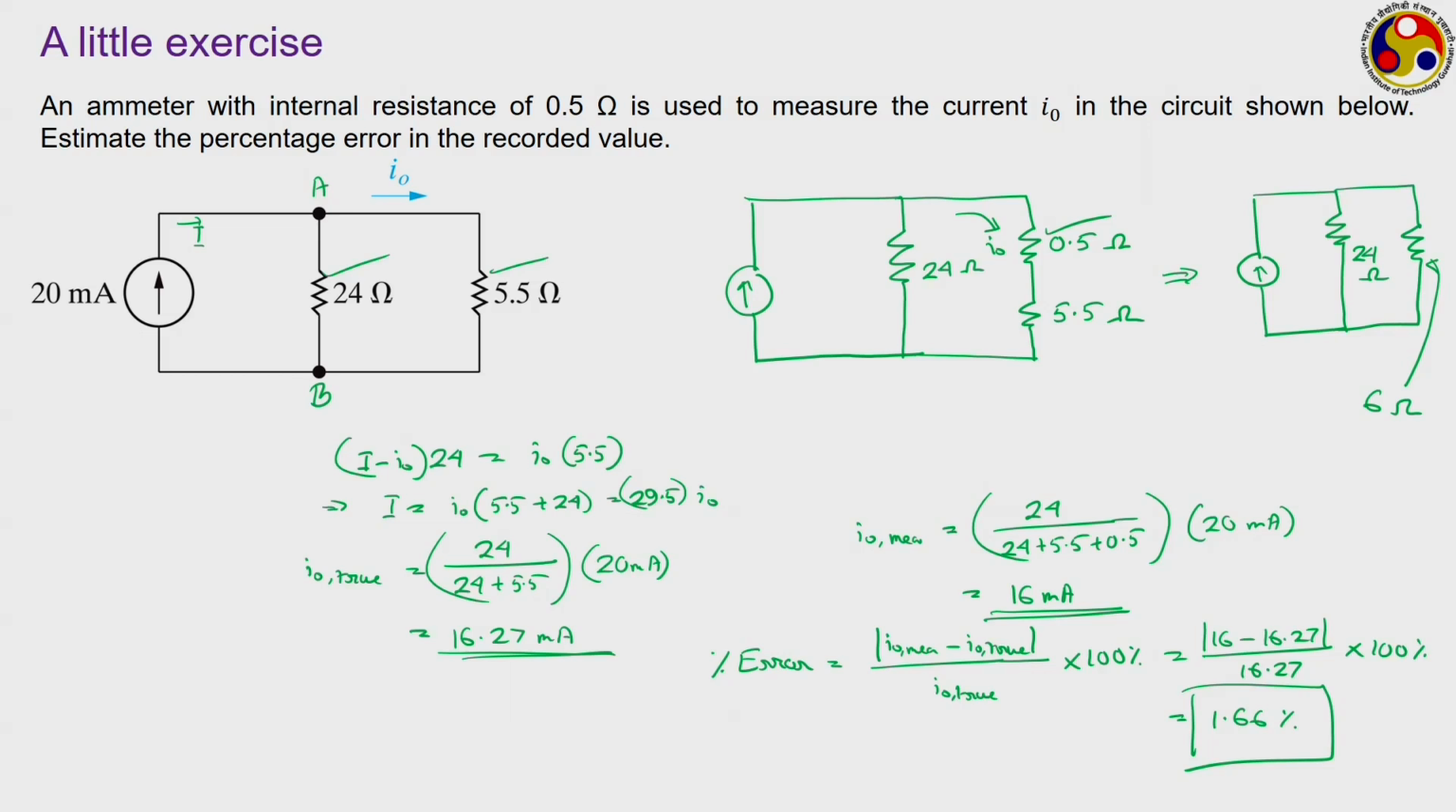This way, if we take the internal resistance into consideration, we can easily evaluate the error that is present in the reading of any voltmeter or ammeter.